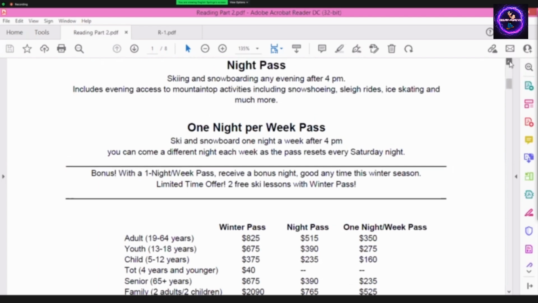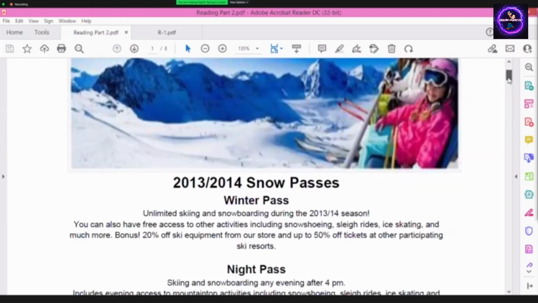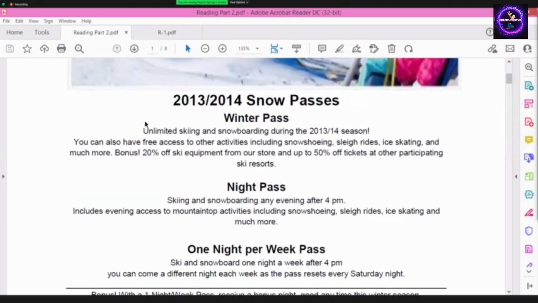Here we can see it's an advertisement for the Peak Sky Resort, and they've given you 3 different passes. The 2013 and 14 snow passes is the main topic. We have a winter pass, a night pass, and a 1 night per week pass.